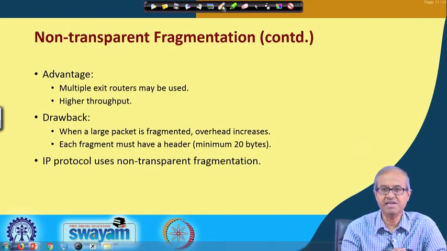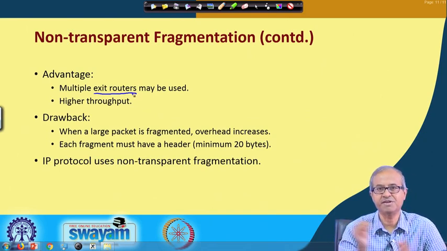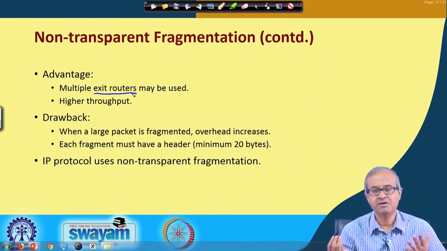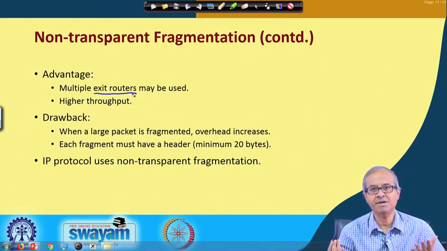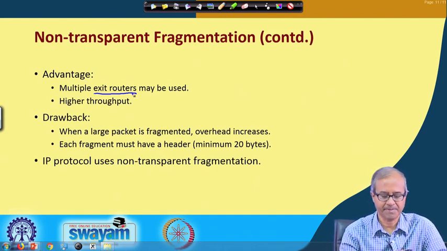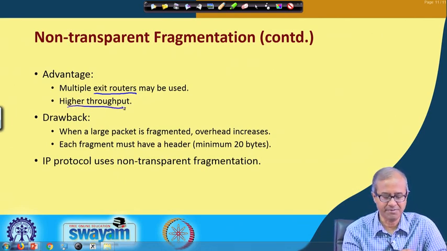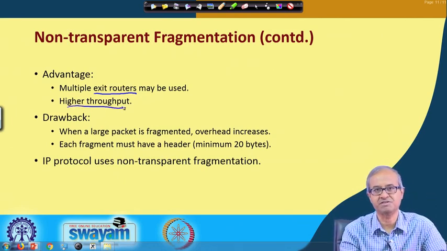The advantages you can clearly see here. You can use multiple exit routers for transmitting the fragments, and therefore, you can have better utilization of the networking resources, the links. This will result in higher throughput quite naturally, okay, because you are using multiple paths together.